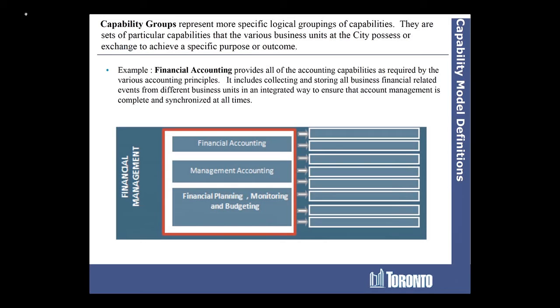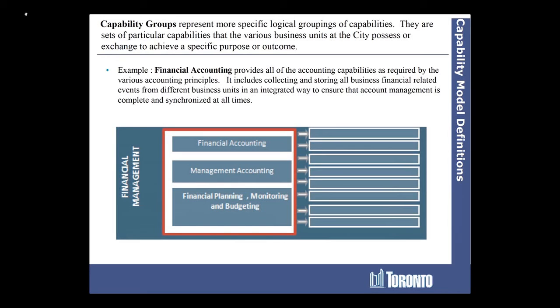So I've used the example here of financial accounting. Financial management is the domain. There's actually 3 capability groupings in financial management, of which financial accounting is one. And it describes all the capabilities that are associated with accounting. There's a fairly well-known model in the accounting world that includes collecting and storing of financial related events. So we're putting the capability group around that. So when we start to do business architecture, we can box that in and say the capability group that we talk about is financial accounting, and here are the capabilities associated with it, which we'll see on this slide.